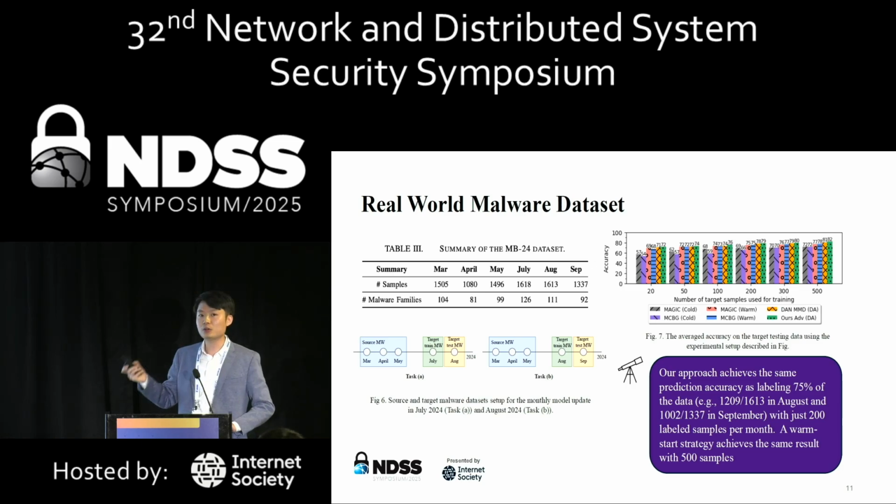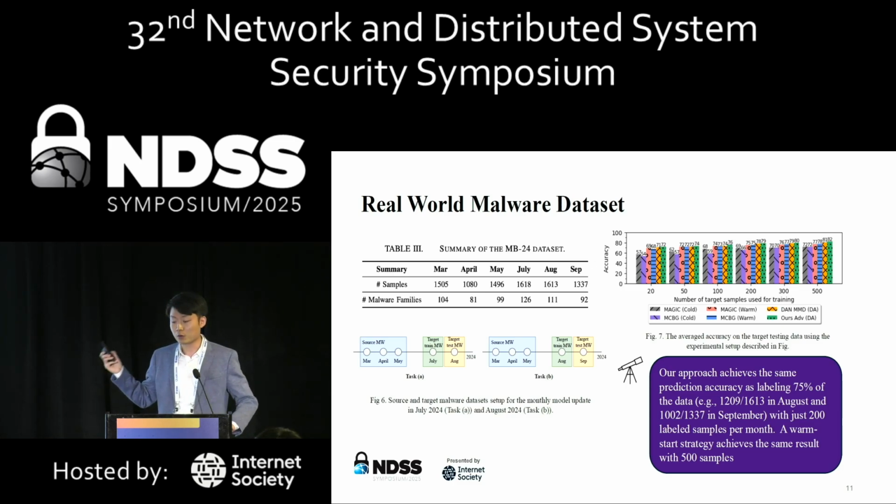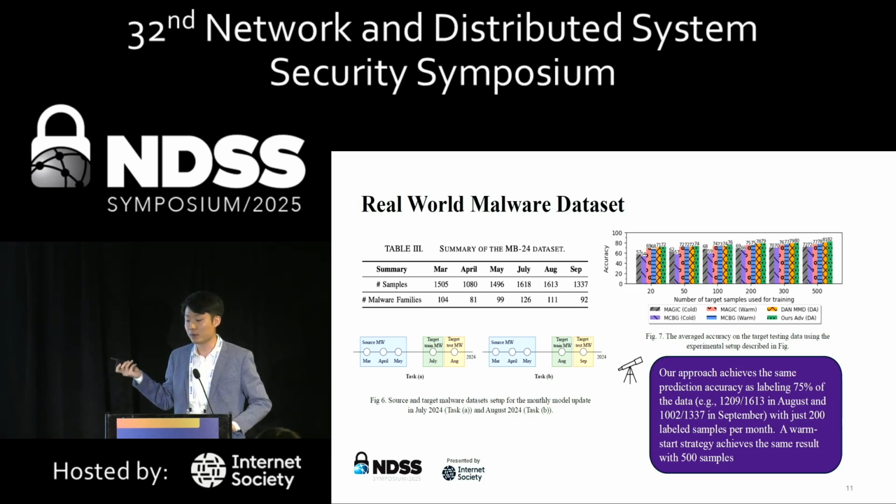To simulate the real-life deployment of our model, we designed two model update tasks. In the first task, we use the data from March, April, May as the existing malware data, and July as the drifted malware samples, and we test the trained model on August data. In the second task, we also use the data from March to May as the existing data, and August as the drifted data, and we test it on the September data.